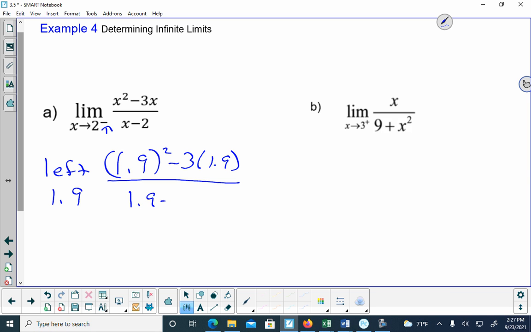1.9 minus. So this is 1.9 times 1.9, yes? So if I take that and I subtract 3 times 1.9, what kind of number is it going to be? Negative. Everyone get that? Negative. And then 1.9 minus 2 is going to be a negative. So the whole thing is going to be positive infinity.